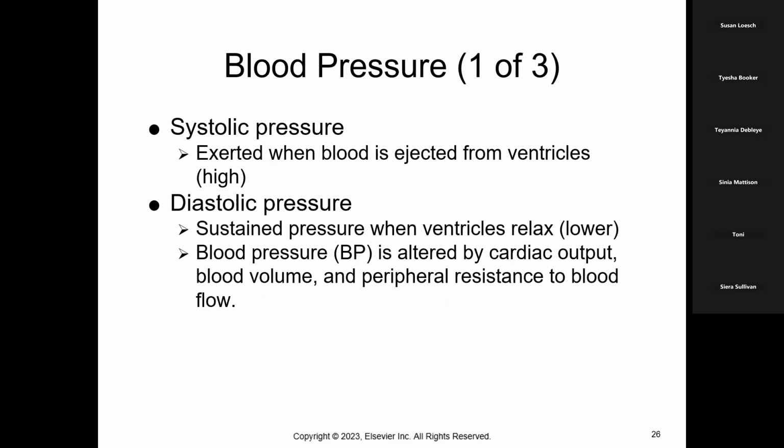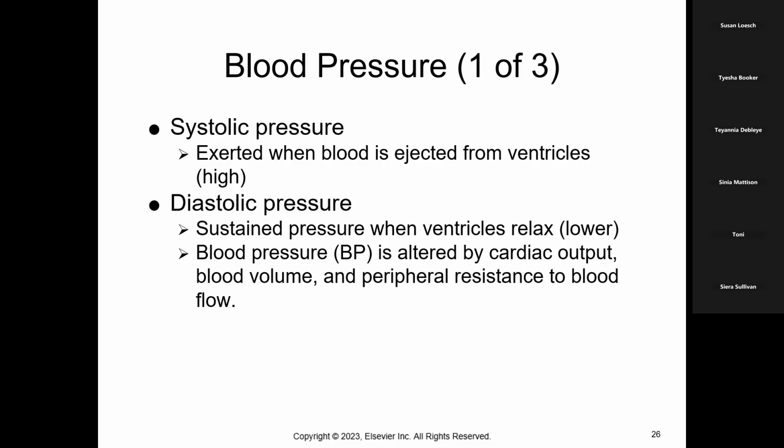Systolic pressure, that's your higher number. And that is when the blood is ejected from the ventricles. Specifically the left one, okay? Because that's what we're talking about there. Diastolic is the lower value. So this is the pressure when your ventricles are relaxed. And that's the lower number.